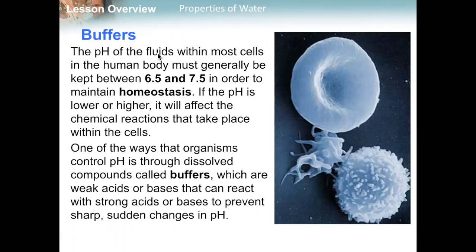So, the pH of fluids within most cells in the human body must generally be kept between 6.5 and 7.5 in order to maintain homeostasis. If the pH is lower or higher, it will affect the chemical reactions that take place within the cells. One of the ways that organisms control pH is through dissolved compounds called buffers, which are weak acids or bases that can react with stronger acids and bases to prevent sharp or sudden changes in pH.